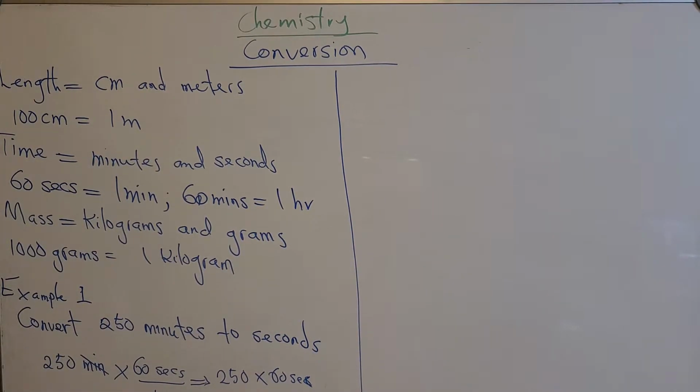So when you do the math to that, you should get 15,000 seconds. That's what you're going to have, 15,000 seconds, okay? So that is how you convert from minutes to seconds. Let's say you're given an hour.